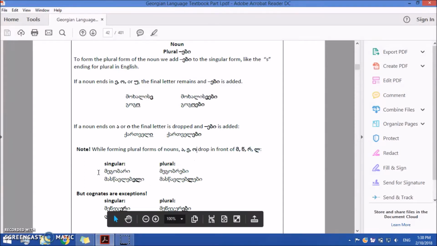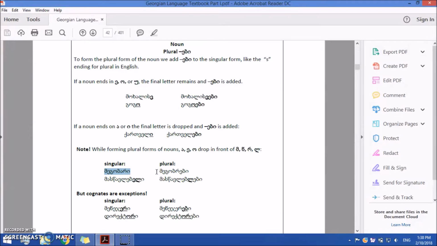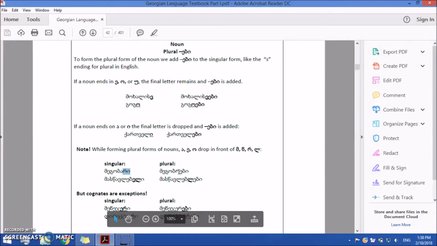Okay, so let's look at an example. So we have the word megobari, which means friend. And in order to make it plural, it becomes megobrebi. Now what happened is this a dropped because it's followed by this r here, one of those mineral letters, right? So the a drops, and then we're adding an ebi ending here.